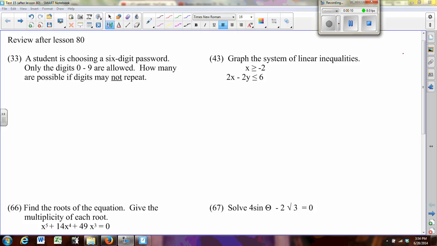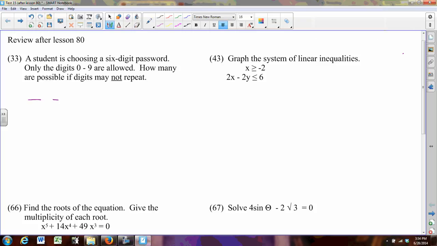The first problem: a student is choosing a 6-digit password. So I write down what I read. There's my 6-digit password. Only the digits 0 through 9 are allowed. How many are possible if digits may not be repeated? That's important, not be repeated.